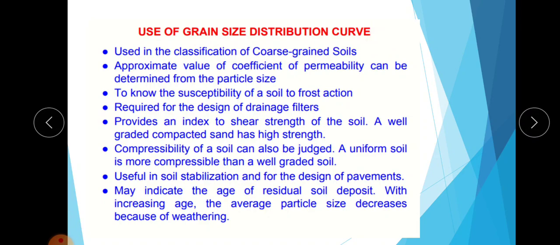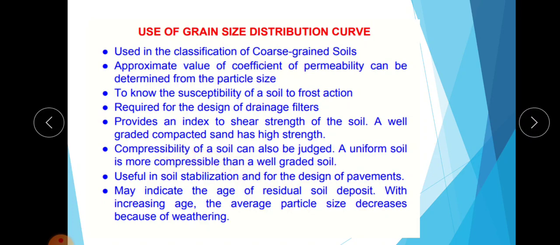It will be obtained using the grain size distribution curve. It also provides an index to shear strength of the soil, that is, a well graded compacted sand will be having high strength. So if it is well graded soil, it will be having high strength, so we will get the shear strength using grain size distribution curve. And also the compressibility of the soil can be judged. A uniform soil is more compressible than well graded soil. Using this curve we can classify the soil as uniform soil or well graded soil, and a uniform soil will be more compressible than well graded soil. Like that we can judge the compressibility of a soil.